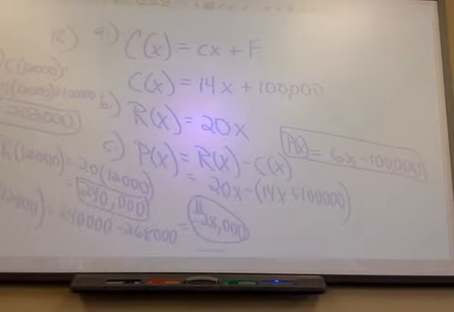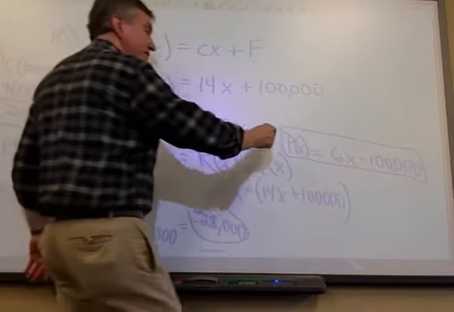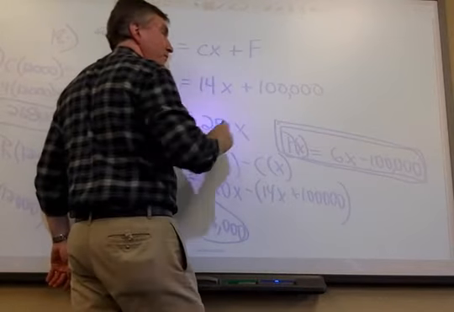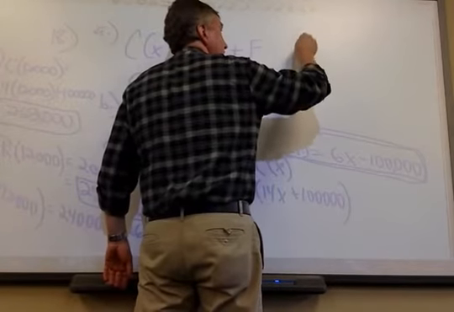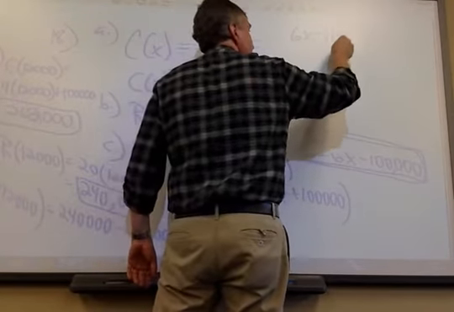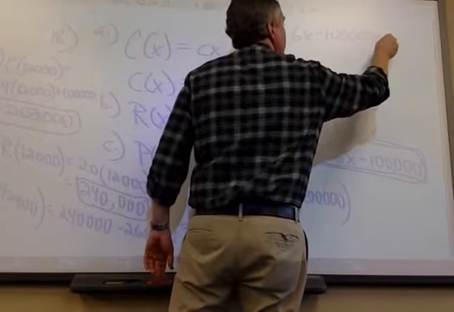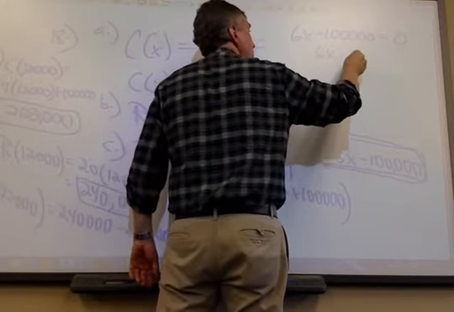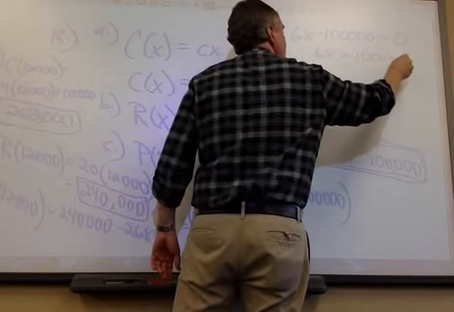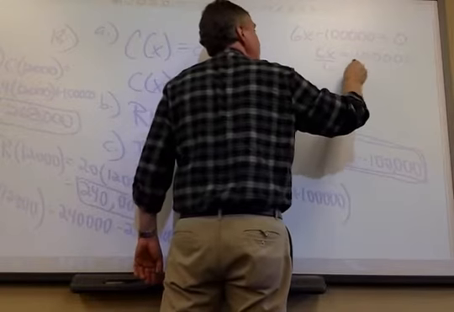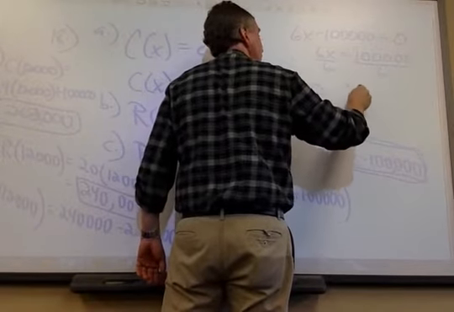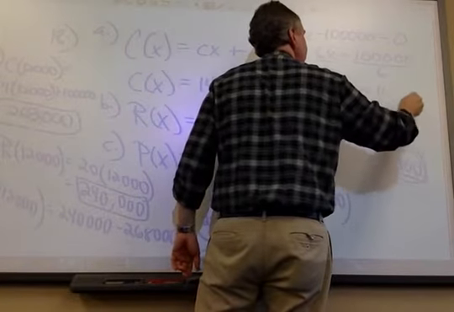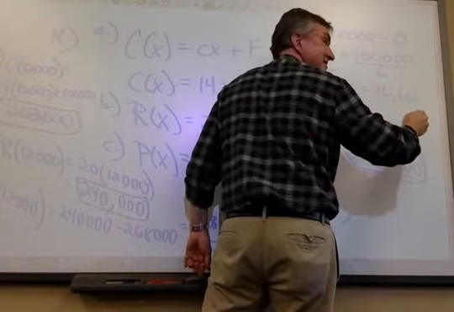We would say, the easiest thing to say would be set the profit equal to zero, right? If I said 6x minus 100,000 equals 0. So 6x would equal 100,000. What happens when you divide by 6? x equals 16,666 and 2/3?